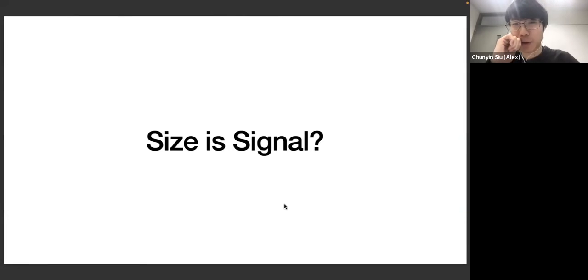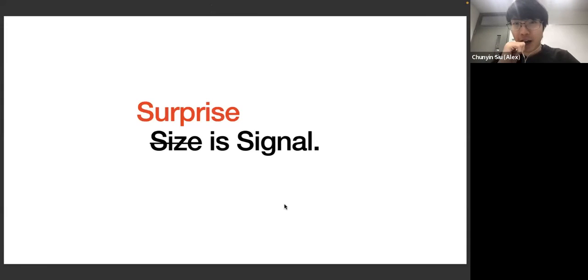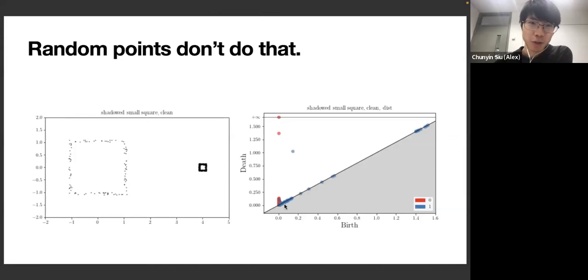And this example begs the question whether we should think of signal as size. Should we equate the two? As a probabilist, one message I'm trying to push is that instead of thinking of size, we should think of surprise. What I mean by that is that when you look at this picture, we see two squares, not because they're big or small, but because they behave very differently from random points.